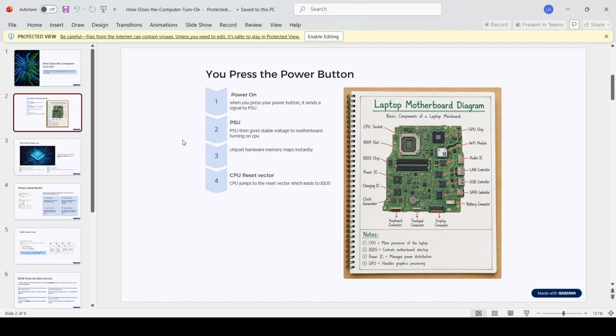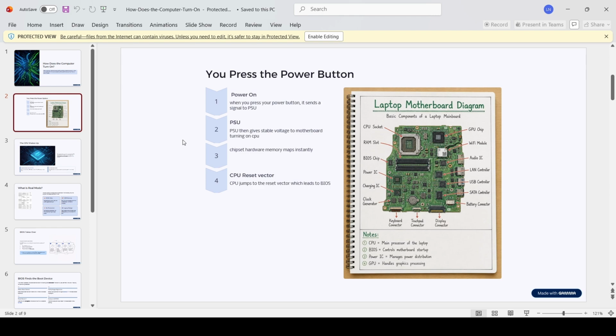After the power supply unit gives stable voltage to the motherboard, it basically turns on every piece of hardware, including the CPU. The chipset hardware maps a small memory, 1 MB of memory, that gets instantly mapped. That means we don't need any software to power it up. It means that we have some memory that we can use even right after turning on the PC. That is already built by your motherboard hardware, so you don't have to worry about it.